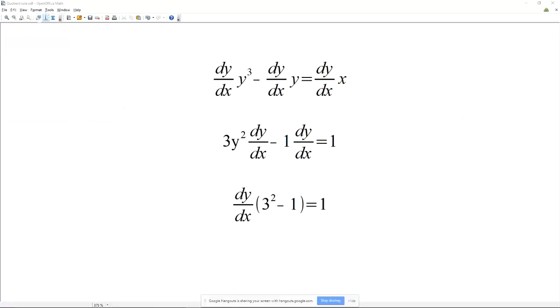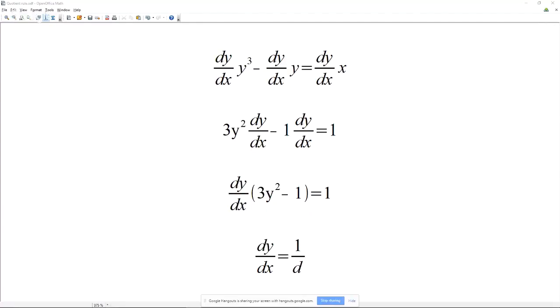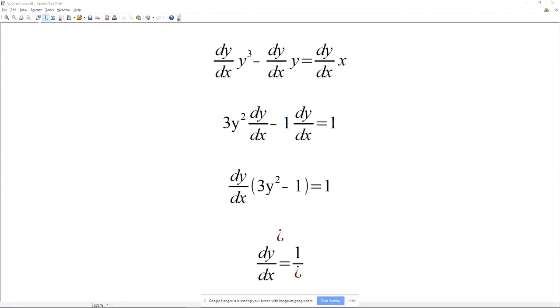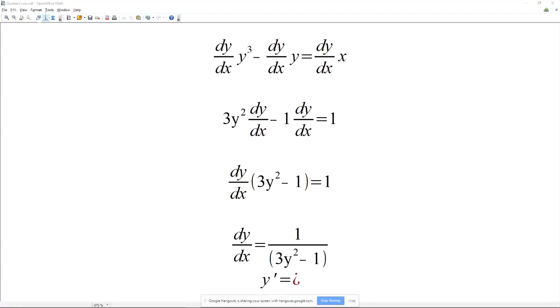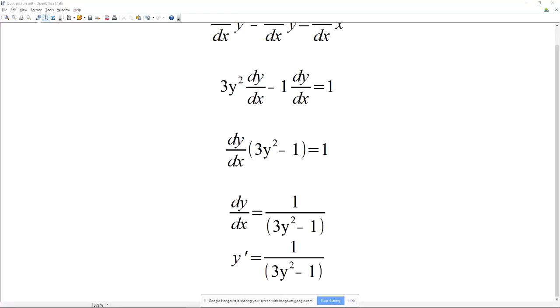So now we can just divide each side by... Oh, I've got a y in there, by the way. Yes. There you go. So now I can just say dy/dx equals 1 over 3 quantity 3y squared minus 1. And dy/dx is the same thing as saying y prime. So I end up with y prime equals... and there we go.